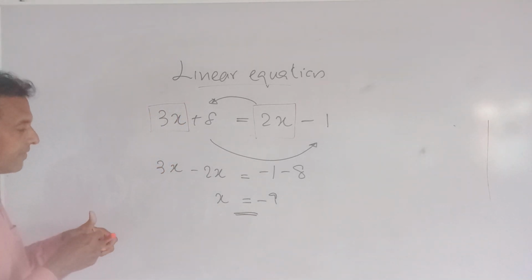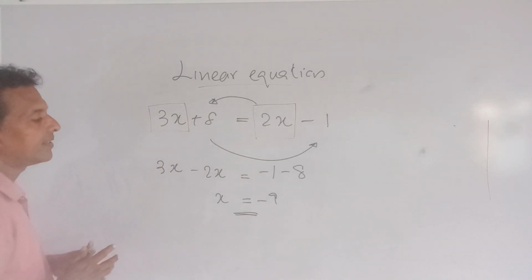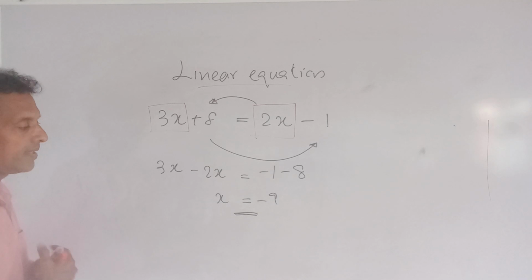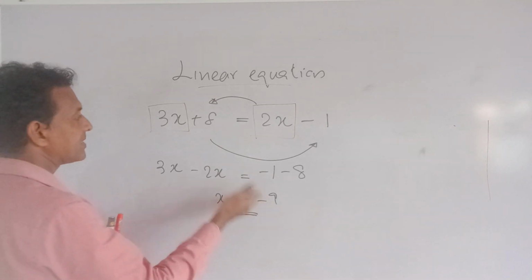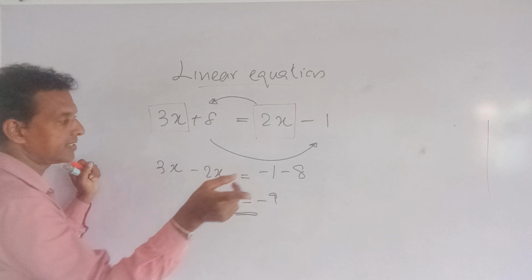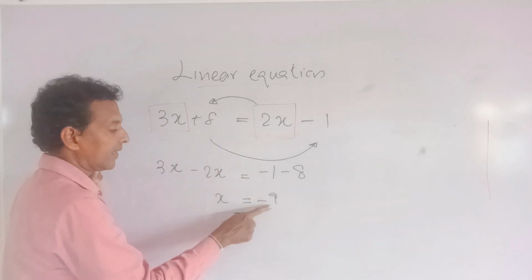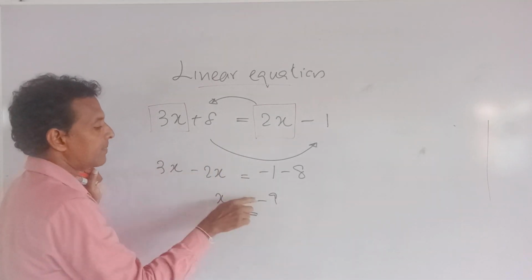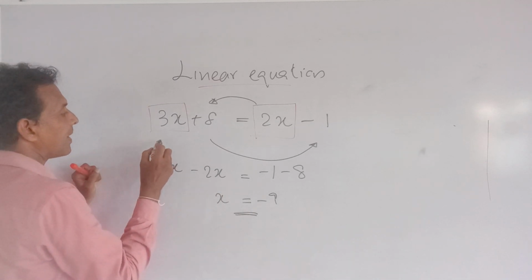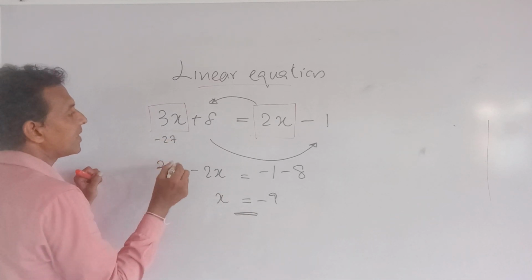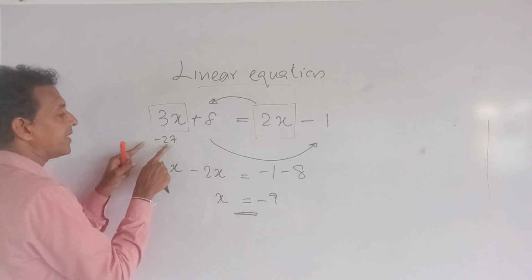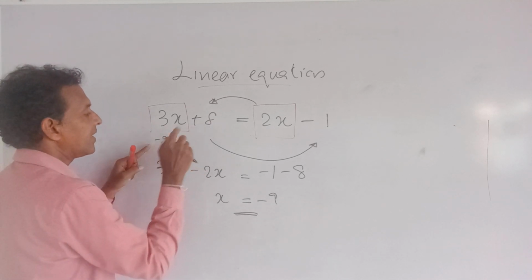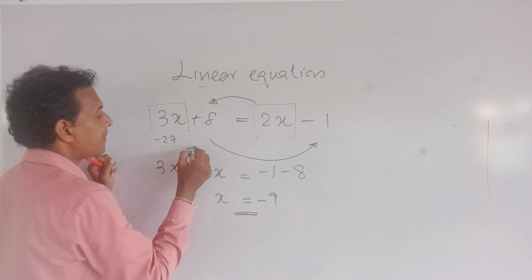Right? So when we have the variable on both sides, this is how we do it. Again, if you want, you can just substitute this and see. You try yourself. I just do this only for this one. When we have minus 9 here, 3 times minus 9 becomes minus 27. On the left hand side, minus 27 and plus 8, the final answer is minus 19.